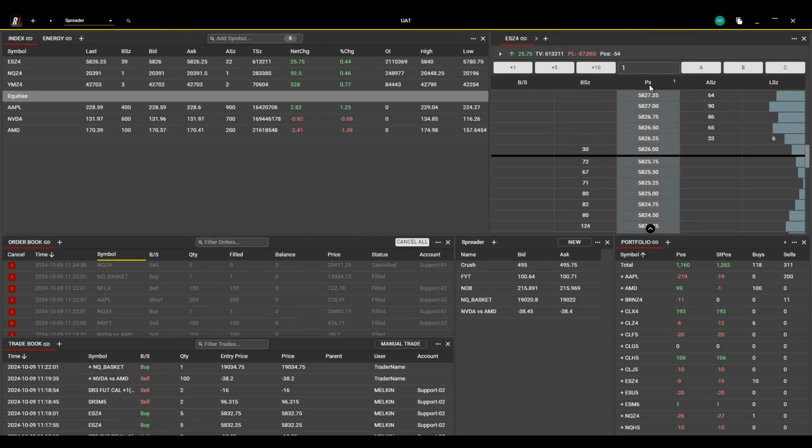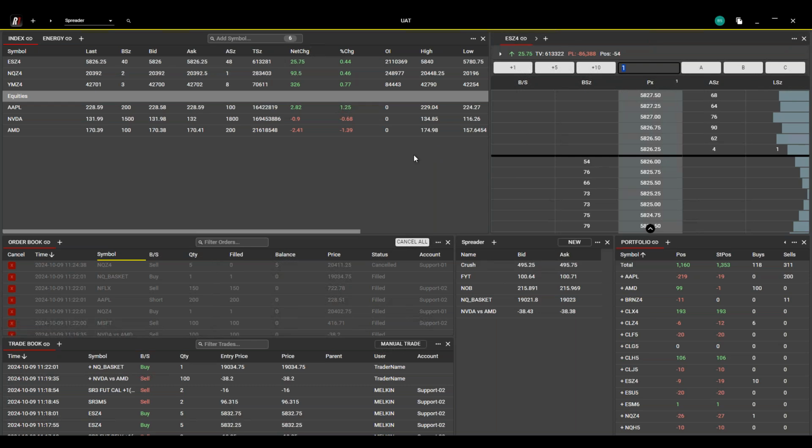In the upper right, I've got a ladder display of market. We're looking at the ESDs contract right now, but we're going to use that to view our spreader orders and trades. I've got an order book and a trade book in the lower left-hand corner here, so we can see what those components look like when a spreader order is working and when a spreader order is filled. On the far right, I've got my portfolio filtered for any positions in the instruments that we're going to be looking at today. And then, of course, here is our spreader component, which in and of itself is very basic.